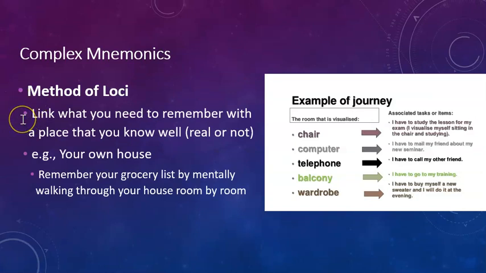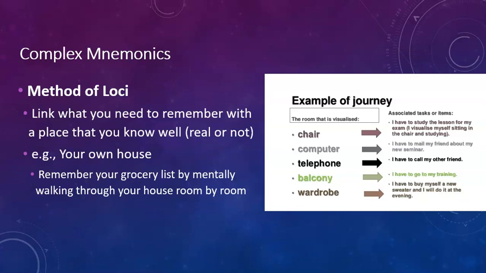This is where you link what you need to remember with a place that you know well, whether it's real or not. So for example, your house. You remember your grocery list by mentally walking through your house room by room. Or for me, when I make my grocery list, I mentally walk through the grocery store so that I can put things down in the order that I'll meet them at the grocery store. If you ever watched the TV show Sherlock, then you know he has that mind palace, so that would be the method of loci, where you remember things based on where they are in your mental palace.